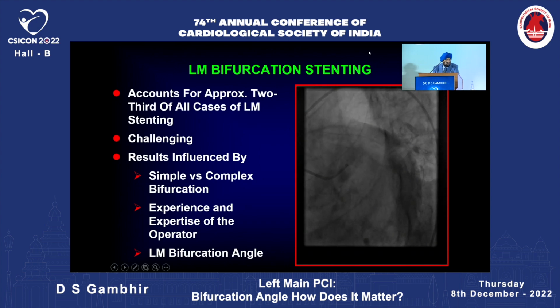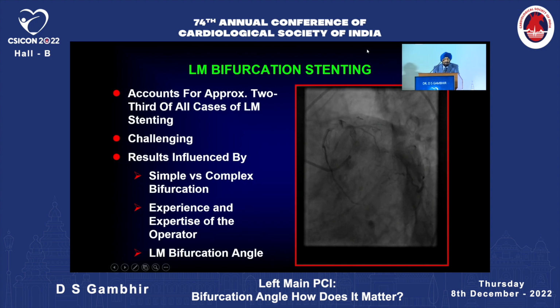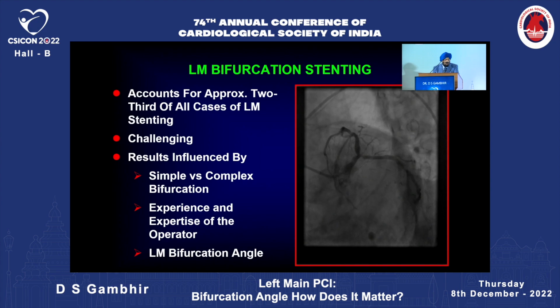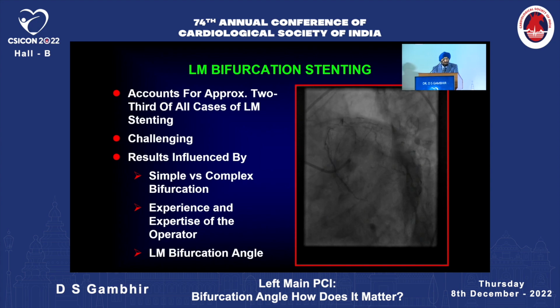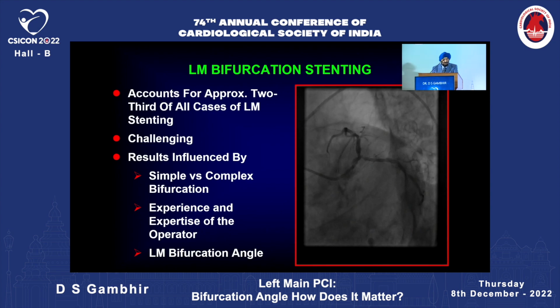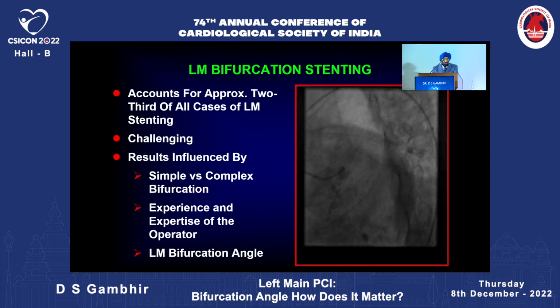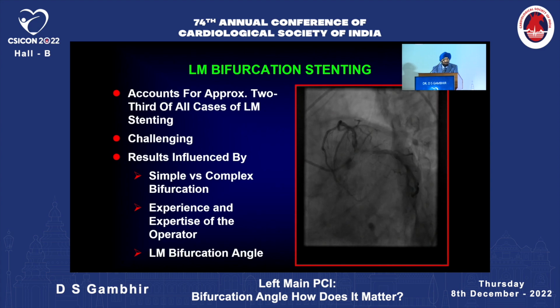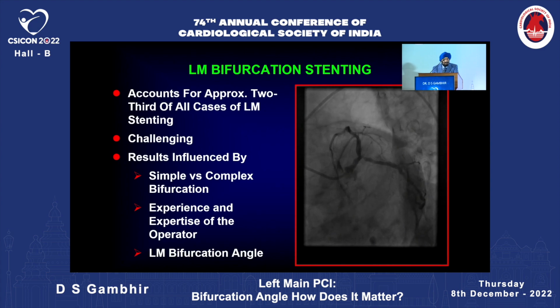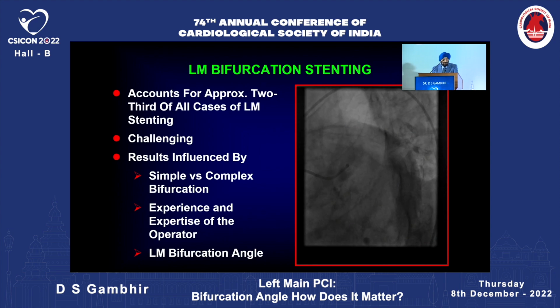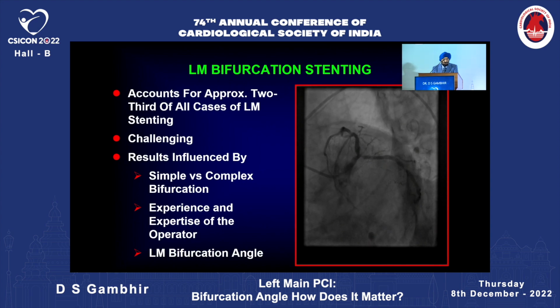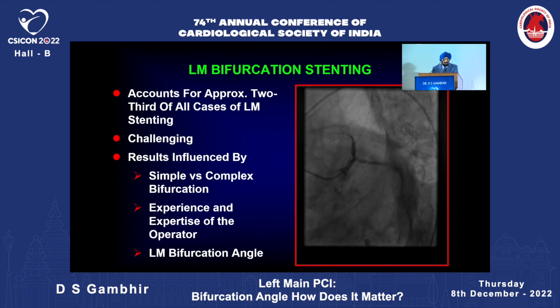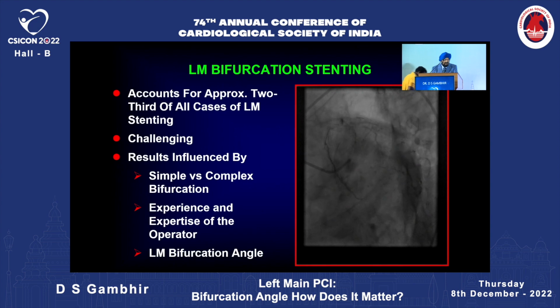Well, as we understand, left main bifurcation stenosis accounts for almost two-thirds of all our cases of left main disease. And it is always a challenge to treat left main bifurcation stenosis with bifurcation stenting. We know that if there is a mishap on the cath table, for sure the patient is going to land into serious consequences, including mortality.